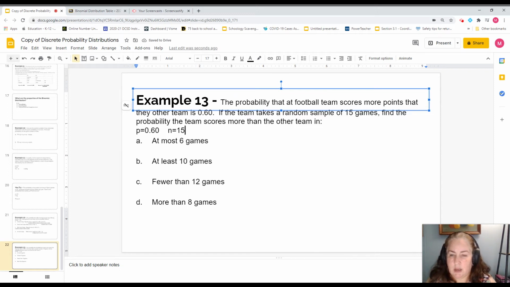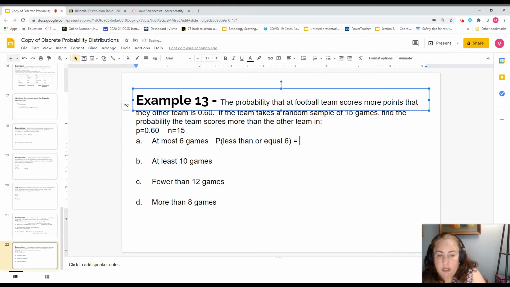This one says they score more points than the other team in at most 6 games. So at most means less than or equal to 6. So what numbers are less than or equal to 6? Well, you have 6, 5, 4, 3, 2, and 1. All right. So I'm going to go to my chart. N is equal to 15 and the probability 0.6.